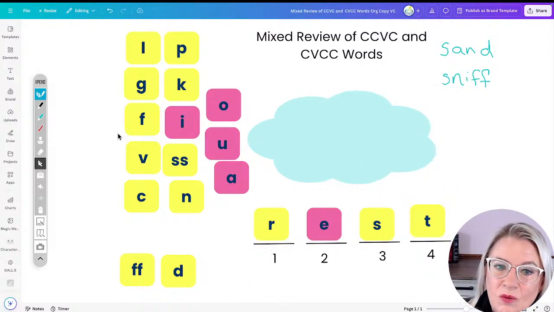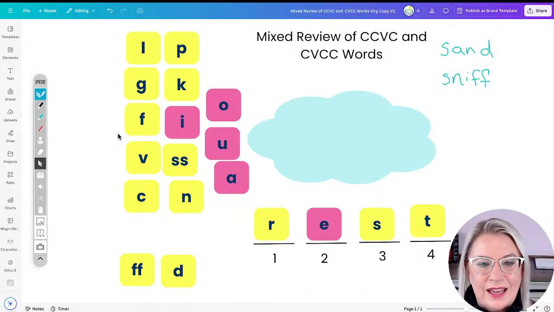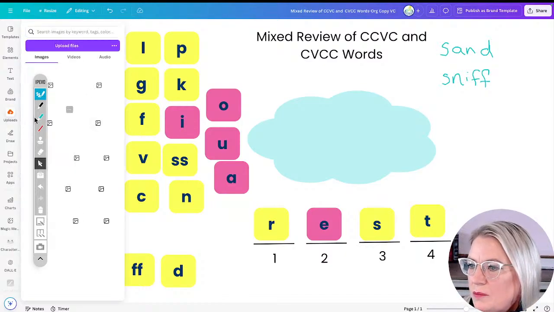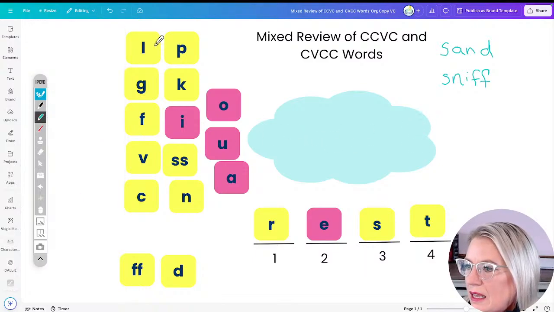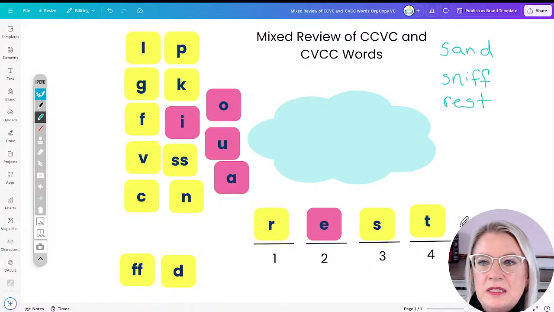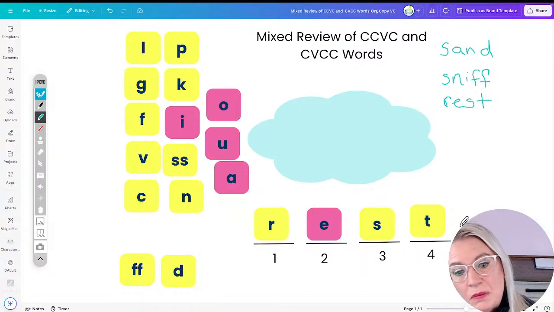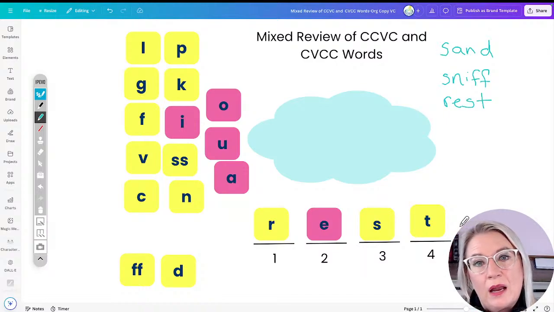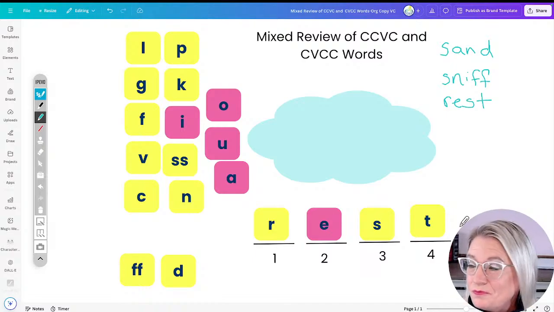And then when we write it, we're going to say each sound as we write the letters again. So grab your pencil and we're going to say r, s, t, rest. And we are going to spell it after we build the word every time, because that helps solidify the idea that the sounds can be blended together to make a word, and then we can pull them back apart to spell the word, because reading and spelling are kind of opposite of each other.